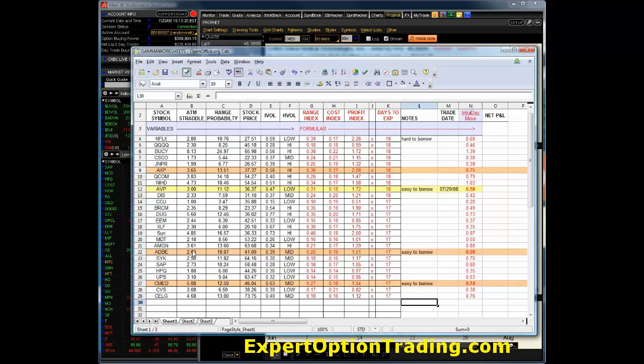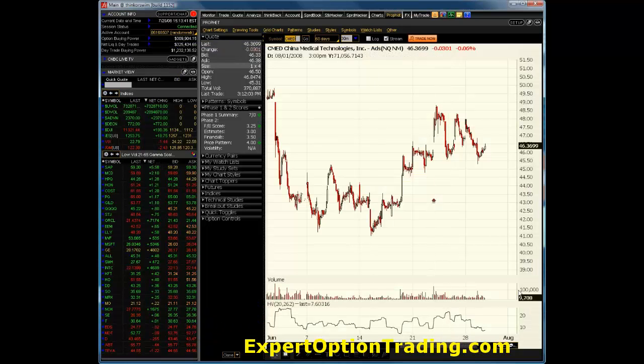CMed is quite a bit more expensive at the money straddle than Adobe is. But as far as the range index and the cost index, they're pretty similar. Adobe's a little bit cheaper, obviously, because it's a slightly lower price stock with a higher profit range. So I'm going to go for one of these. My feeling is that Adobe would probably be a very good bet.